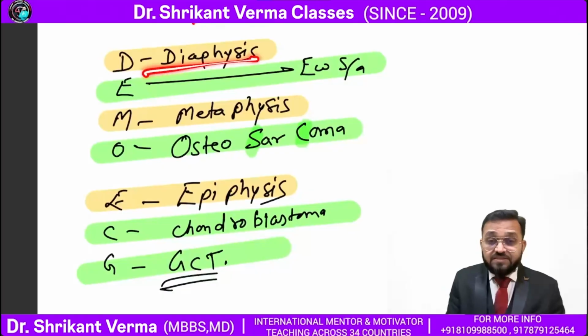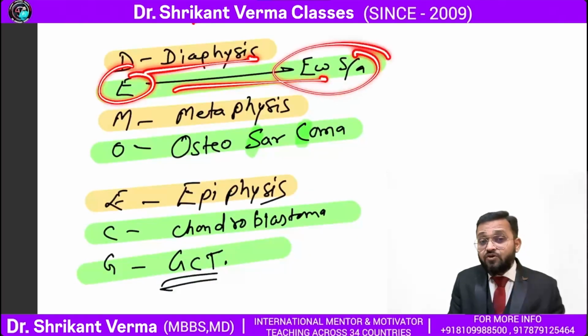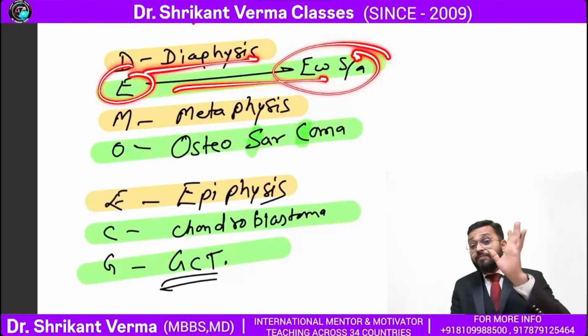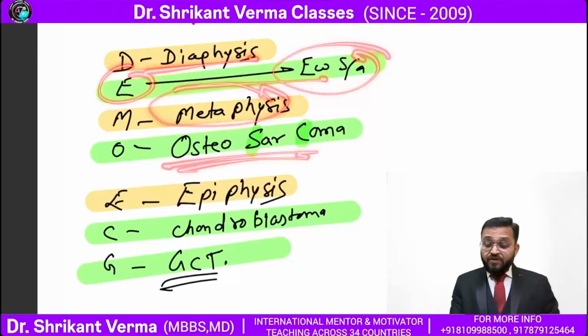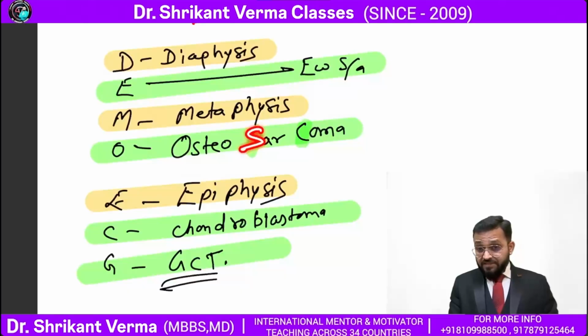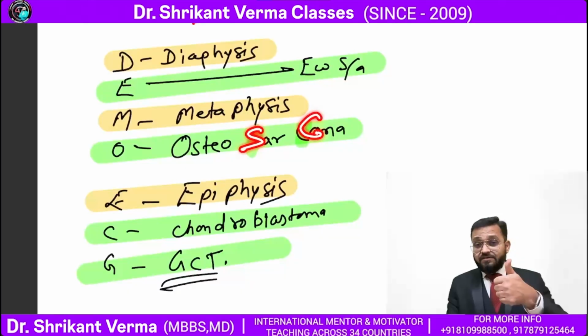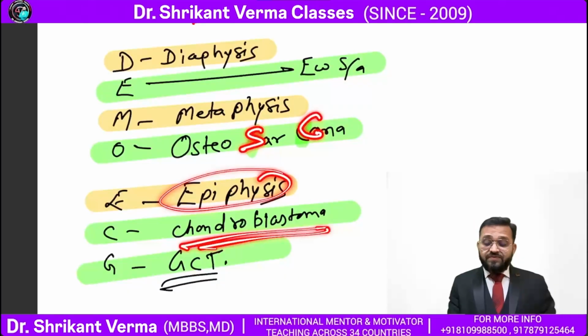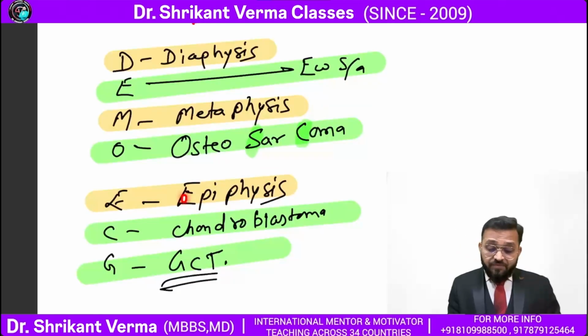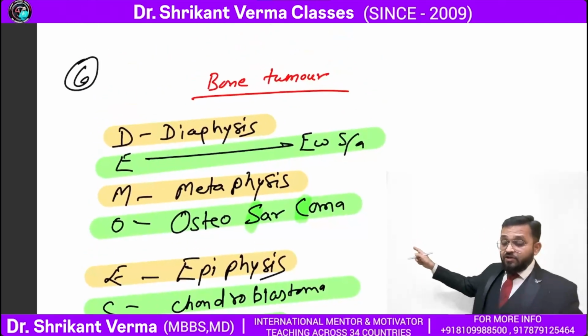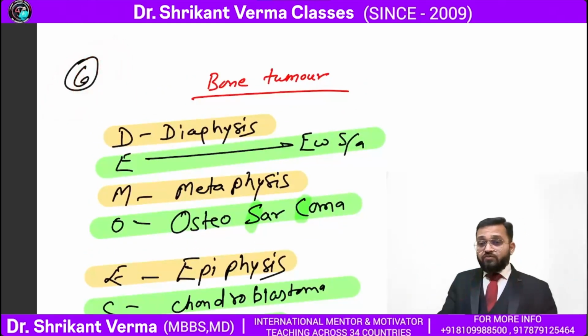D for diaphysis. Diaphysis is giving rise to Ewing sarcoma, which has the onion peel appearance. MCQ. Yes, M for metaphysis, O for osteosarcoma, where you will see the sun rays appearance, Codman triangle. Done. Next, epiphysis. It is giving rise to chondroblastoma. Getting the point? Okay. And this epiphysis is also giving rise to giant cell tumor, where you will see the soap bubble appearance. लिख के ले लो, 6 questions, 6 questions till now, 6 topics.